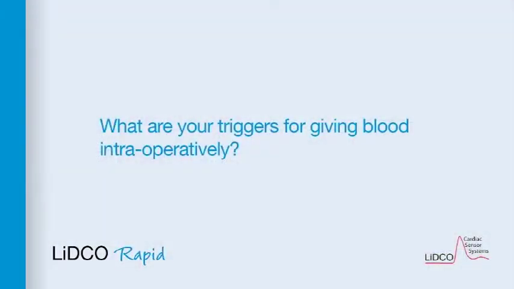And what are your triggers for giving blood intraoperatively? Well, I think it's a very interesting question. Nobody has come across a universally accepted transfusion trigger. For example, in major cardiac surgery, often patients are allowed to drop their hemoglobins to 80 to 90 grams per litre, which of course would require a high cardiac output to achieve the usual goal-directed therapy. I don't look at it this way.